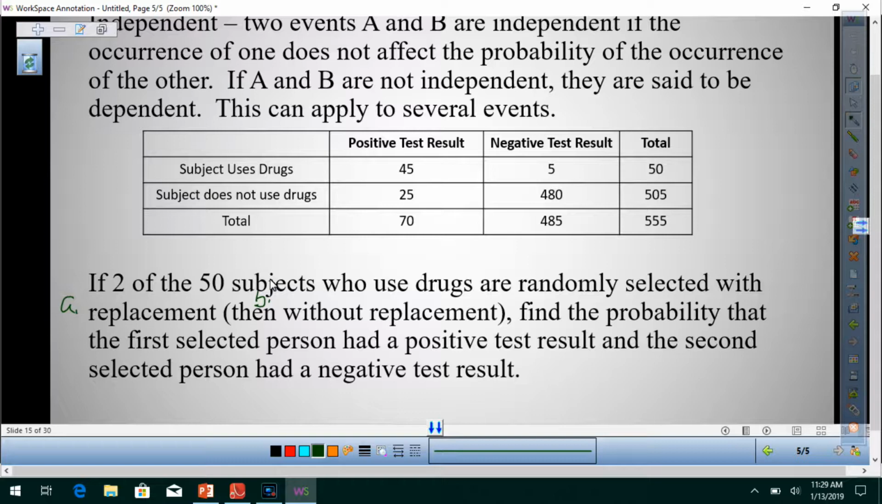Okay? So with replacement, positive test result would be 45 over 50.